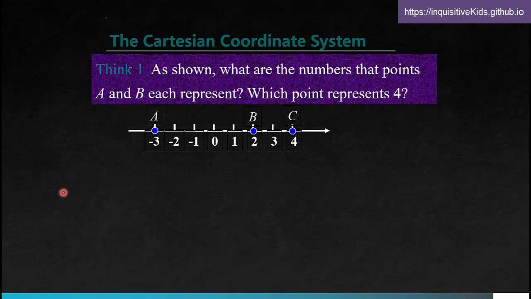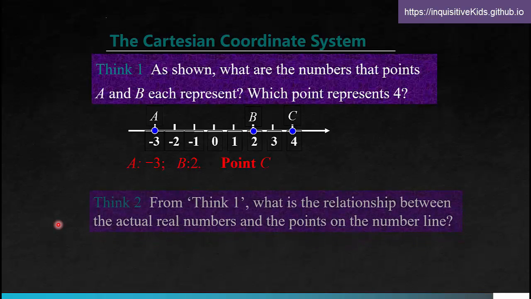So here let's look at point A. What does that represent? Well, point A is on the mark that represents -3. So A represents -3. B, following the same pattern, represents 2. And which point represents 4? Well, we can move our cursor to number 4 and look at the point over there, and that would be C. The point representing 4 would be point C.